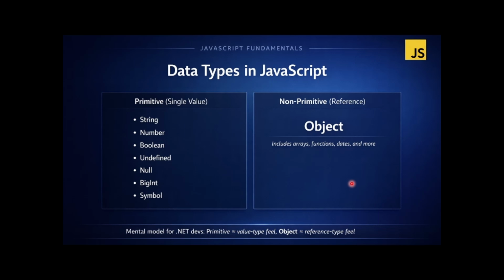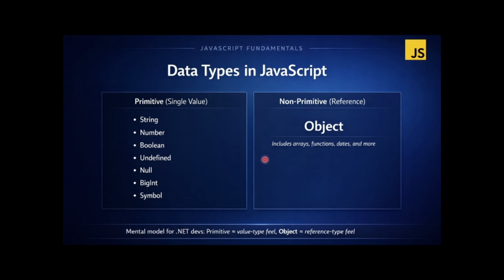In the last chapter, we already have seen primitive data types, which are nothing but string, number, boolean, and undefined. And if you're coming from a C#.NET background, primitive data types must have felt very similar to what we basically use in C#, right? Now, when it comes to non-primitive ones, they are basically nothing but objects.